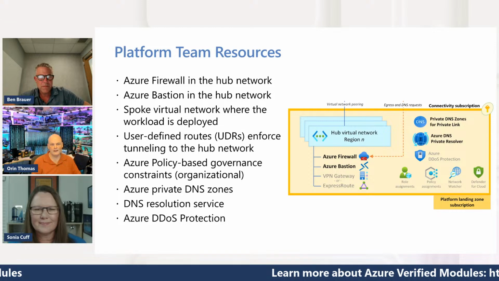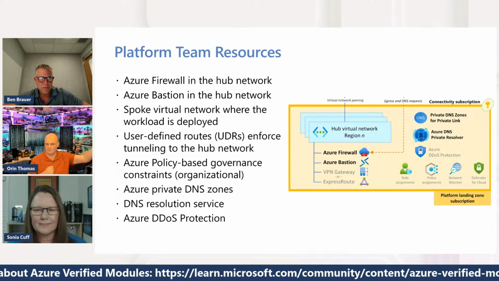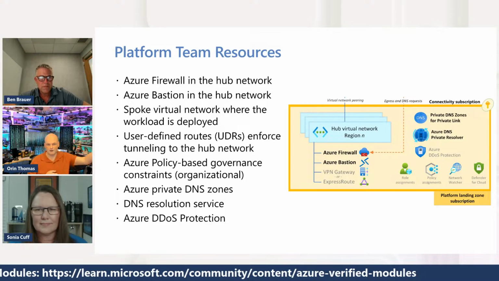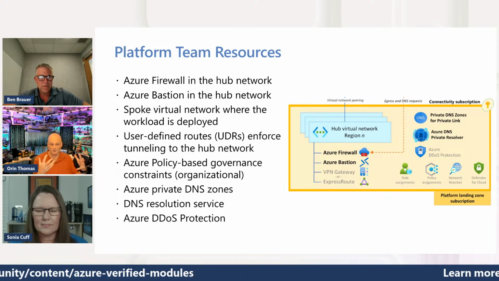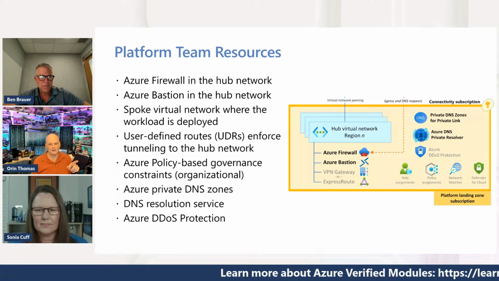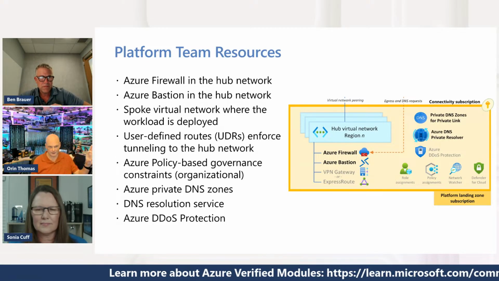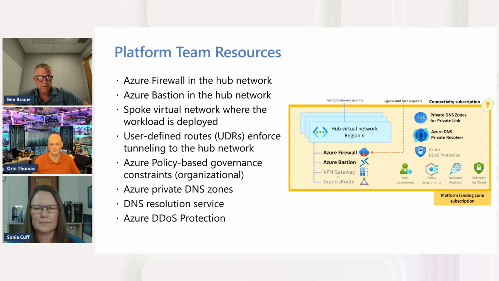So we start with the Azure firewall in the hub network. Now, we've got hubs and we've got spokes. The hub is everything centralized. It makes sense for that to be a platform team resource. Bastion, we're giving access to these resources; that's handled at the platform level. Spoke virtual networks, where the workload's deployed, the infrastructure responsibility is the platform team's. They're the ones that have built the spoke. They will manage the spoke. The routes that do the tunneling and push network traffic in that direction, again, a responsibility of the platform team.